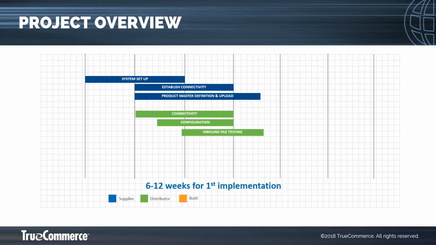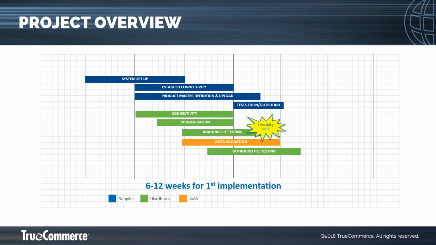Start testing the inbound file. And there we are already in a position where we have live daily data, so we will receive the product activity file mentioned in the flow before. Then for both will be the time to validate the data as it is displayed by the system. We will start testing the EDI in and outbound traffic on the supply side. The same with the outbound on the distributor side. And there we are technically live.